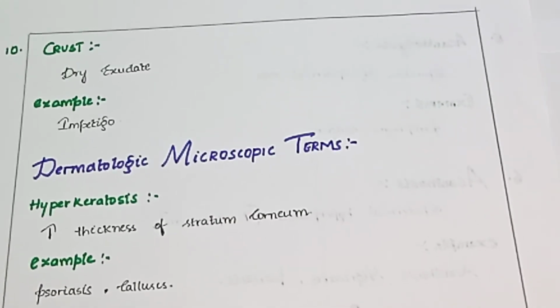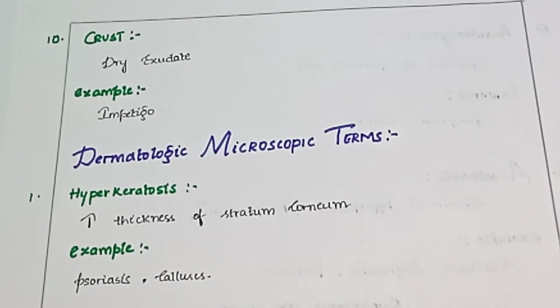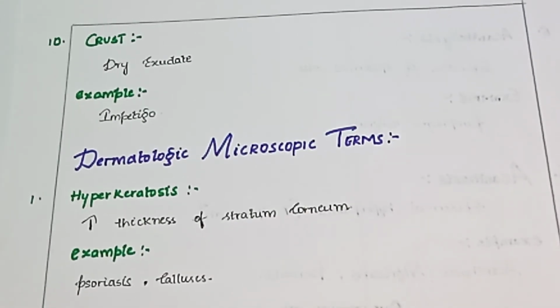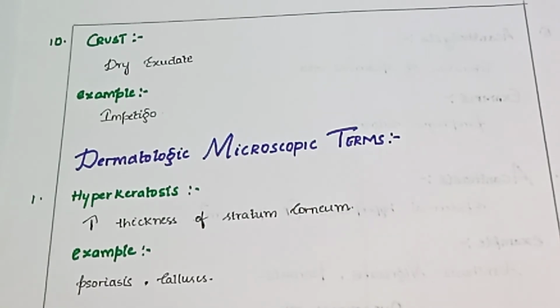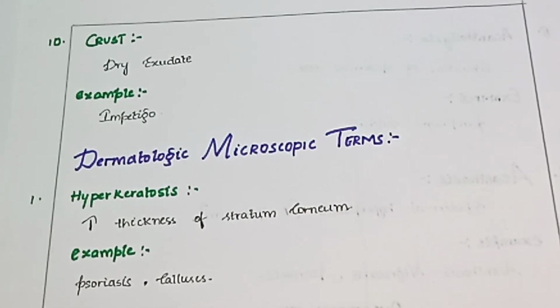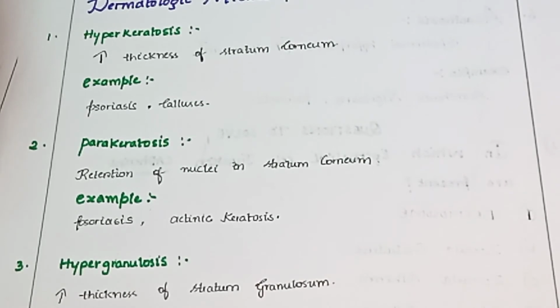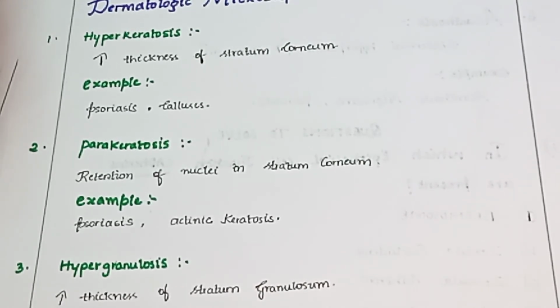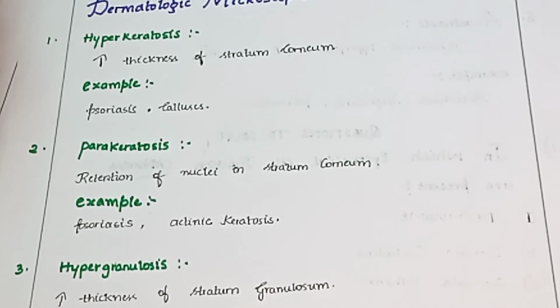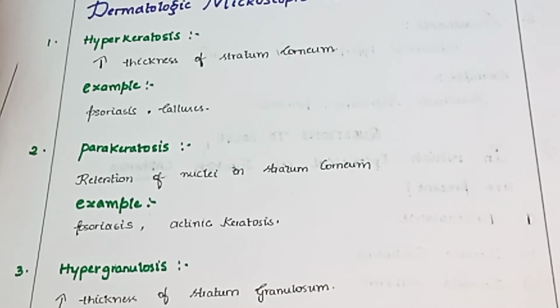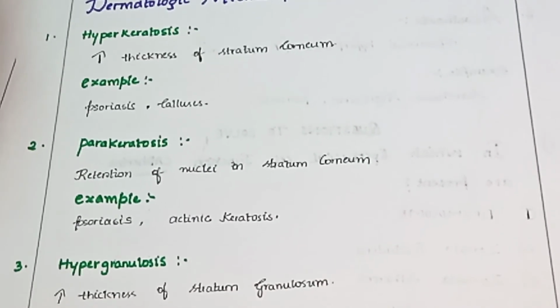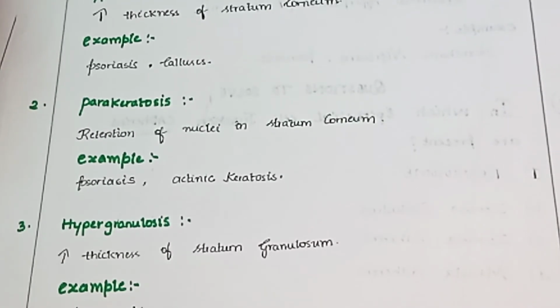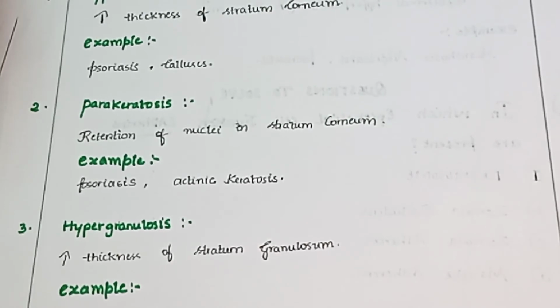The first one is hyperkeratosis. It is characterized by increased thickness of the stratum corneum. Examples are psoriasis and callus. The second one is parakeratosis. It is characterized by retention of nuclei in the stratum corneum. Examples are psoriasis and actinic keratosis. The third one is hypergranulosis, increased thickness of the stratum granulosum. An example is lichen planus.